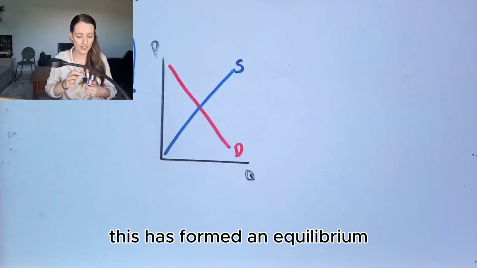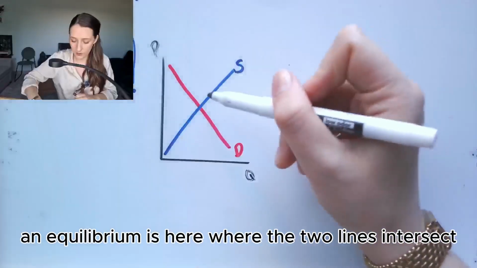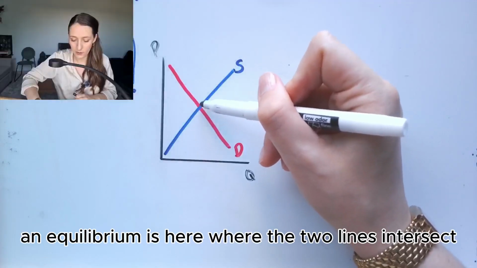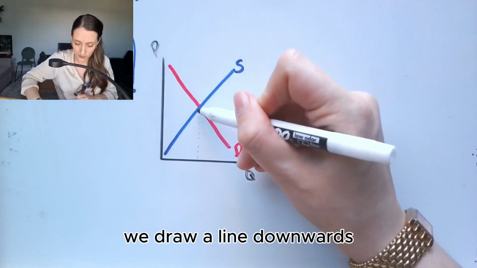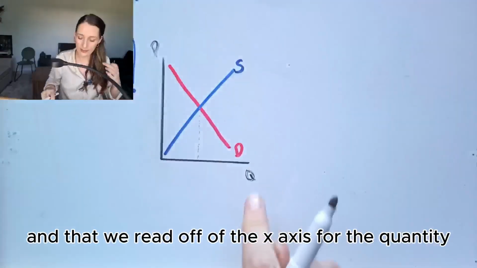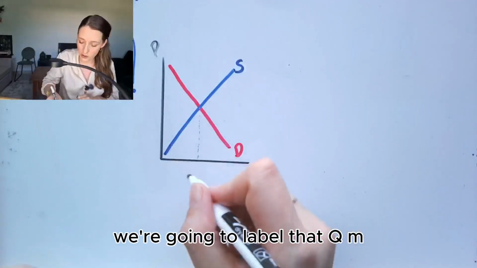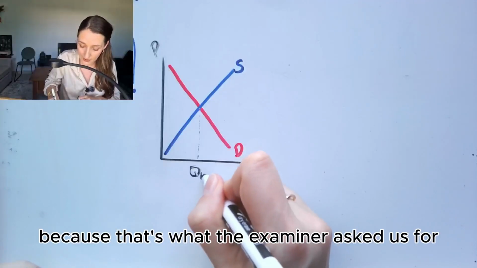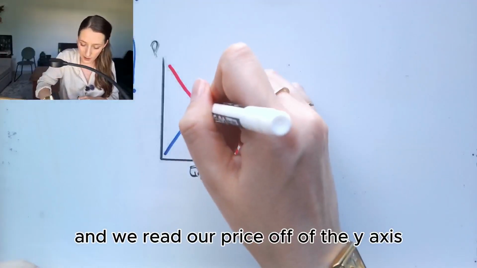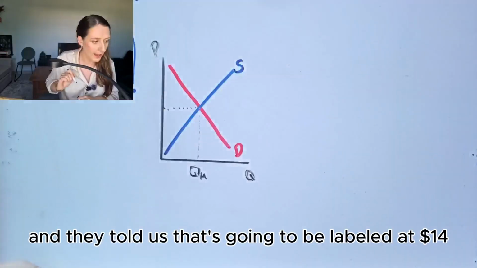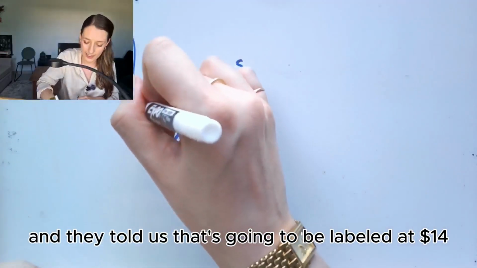This has formed an equilibrium. Our equilibrium is here where the two lines intersect. We draw a line downwards and we read off the x-axis for the quantity. We're going to label that QM because that's what the examiner asked us for. And we read our price off of the y-axis, and they told us that's going to be labeled at $14.